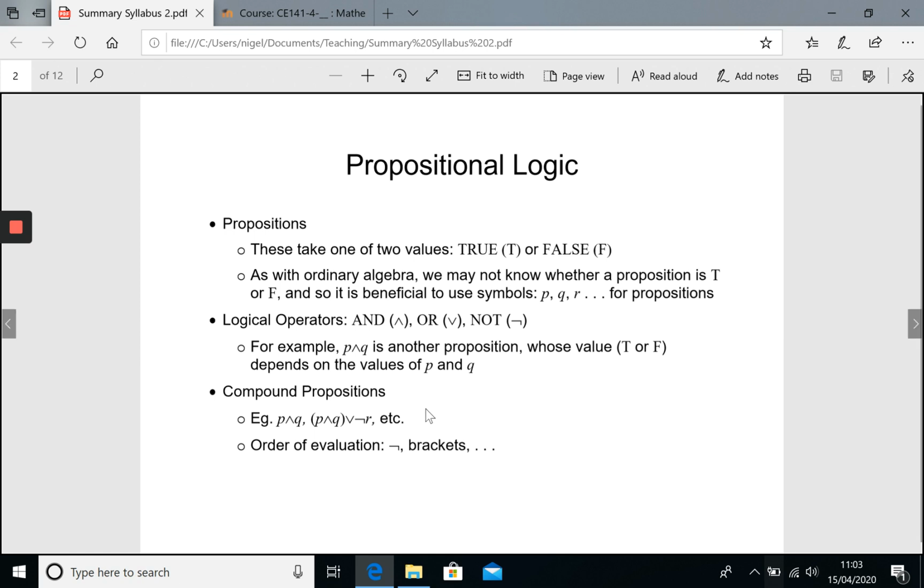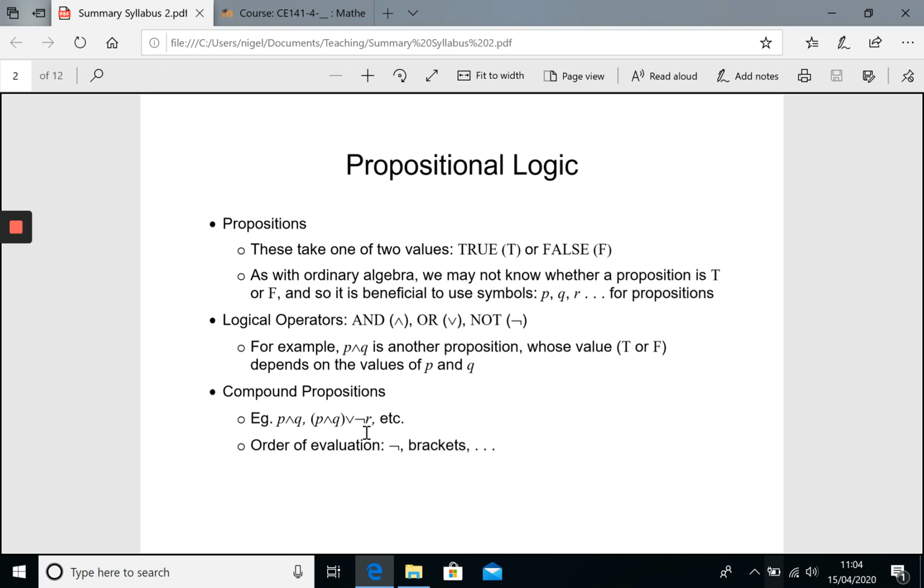There is then of course a syntax for compound propositions. In this, NOT takes precedence. So in this expression here, NOT R is done before the result is ORed with the term in brackets on the left-hand side. After NOT, the next thing to be evaluated is brackets.